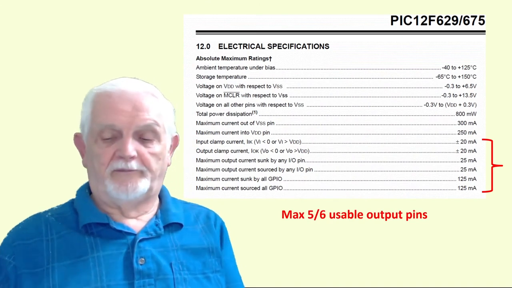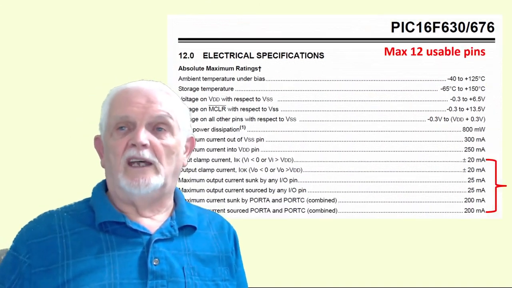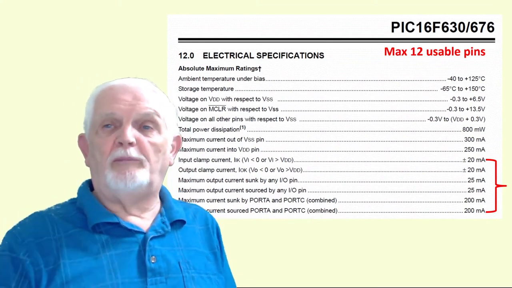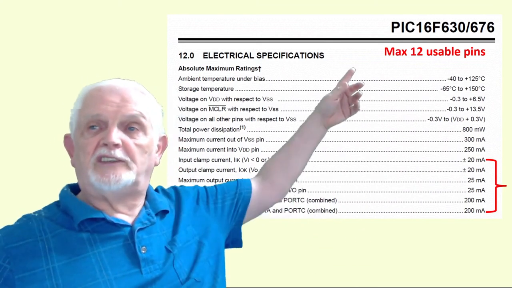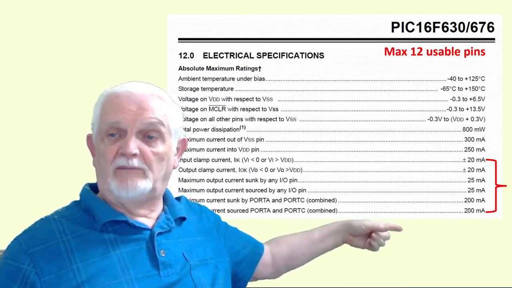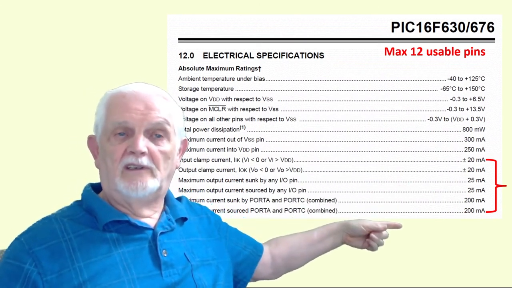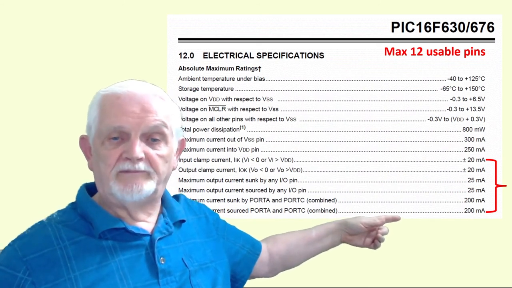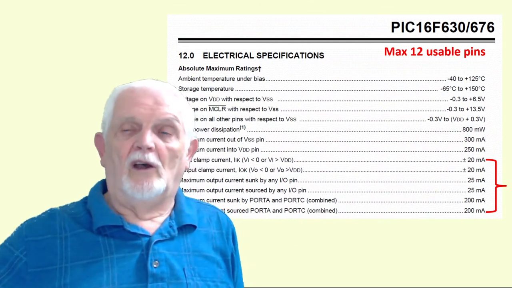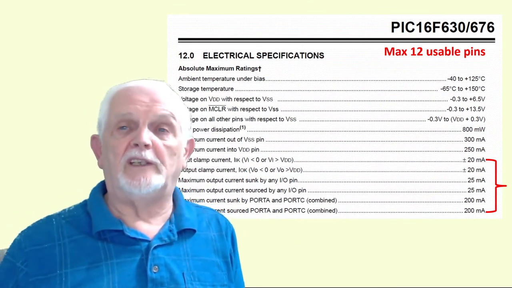So as long as you remember that when you're doing your design, you'll be safe, and it gets more complicated as you go on. This one's got 12 pins. This is a 676 chip. 12 pins, 12 times 25 milliamps is 300 milliamps. So it's even worse. So you've got to be very careful on what dissipation you're going to allow from each pin.